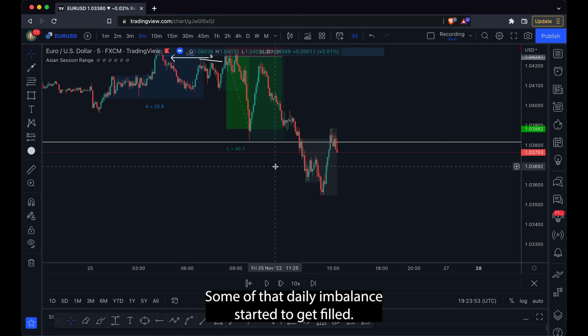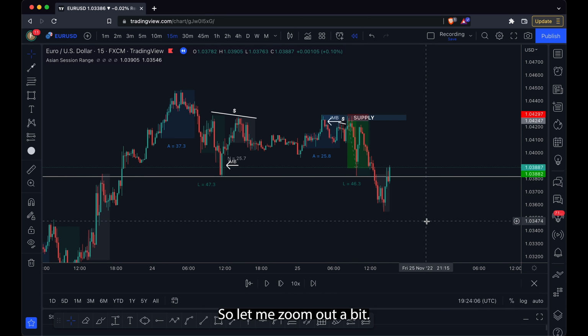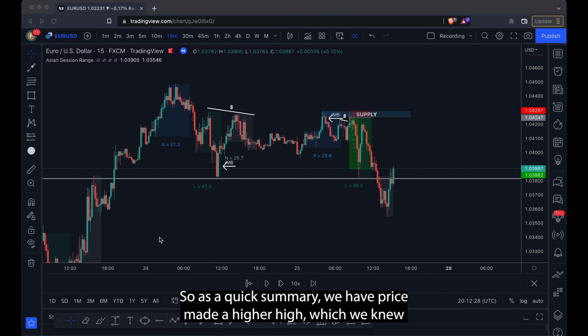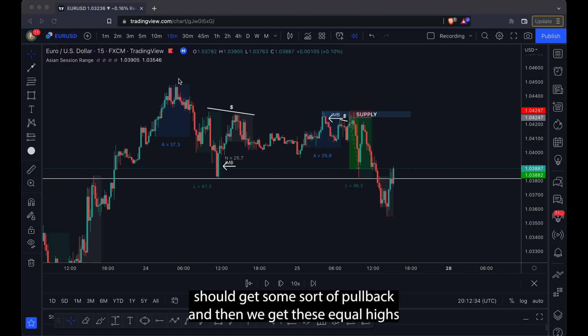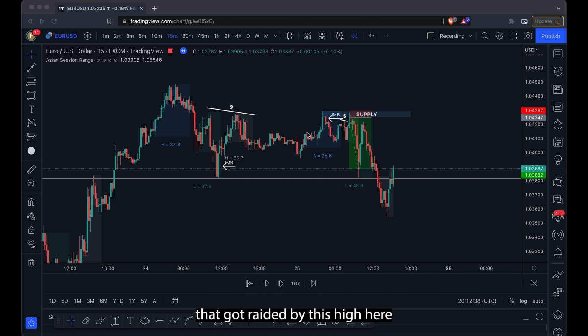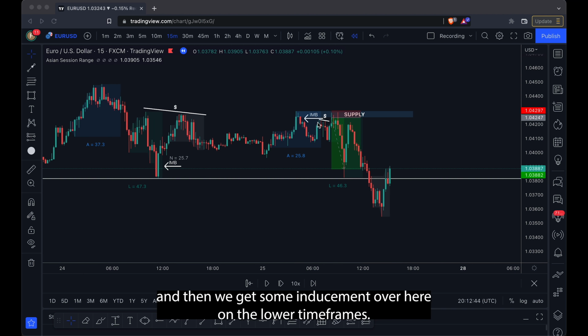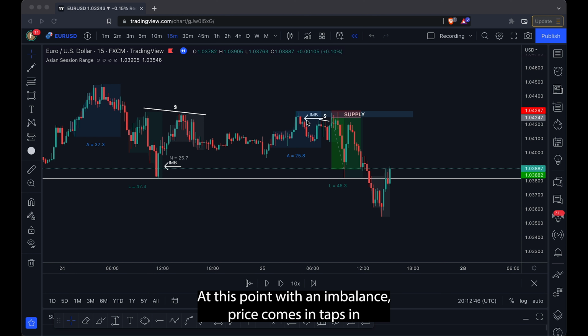And there you go, some of that daily imbalance started to get filled. So let me zoom out a bit. As you can see, we have all of the confluences on display here. So as a quick summary, price made a high, which we knew should get some sort of pullback, and then we get these equal highs that got raided by this high here, and then we get some inducement over here on the lower time frames at this point with an imbalance.